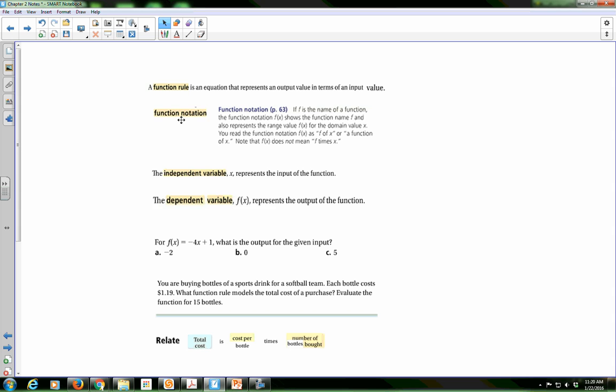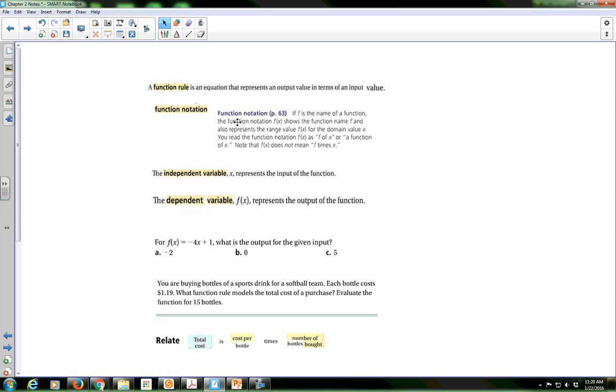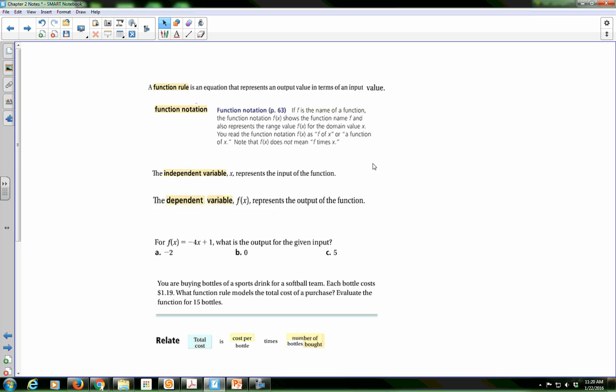Usually a function rule will be written in function notation, and this is straight from your glossary. If f is the name of a function, the function notation, now work with me here, f of x. So see how parentheses up until now had represented multiplication. In function notation, this is not multiplication. This just means f of x, or a function in terms of x. It shows the function name f and also represents the range value f of x for the domain value x. So this is our new y.